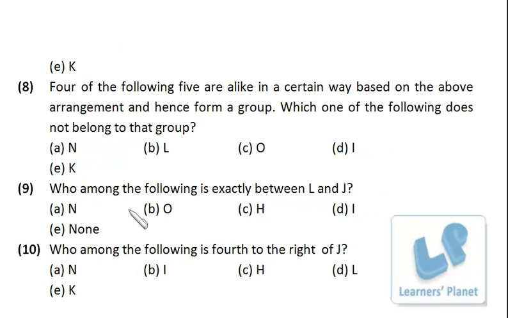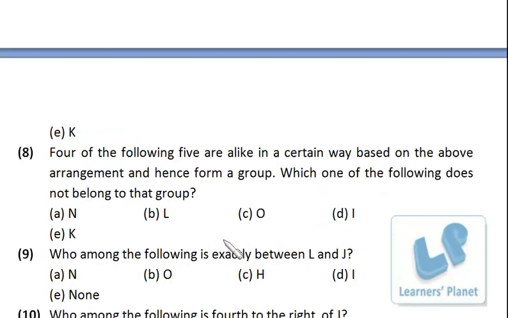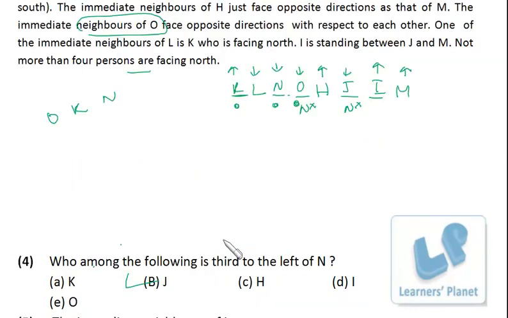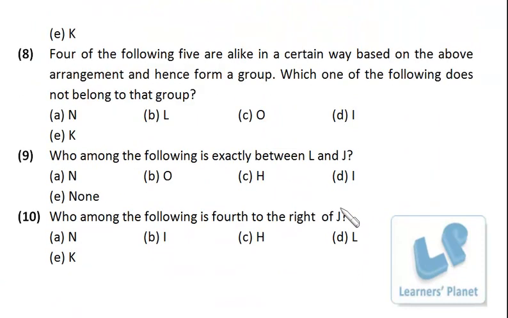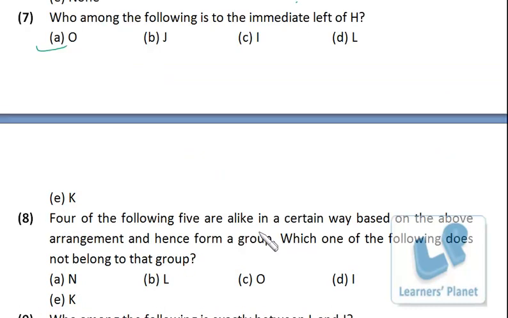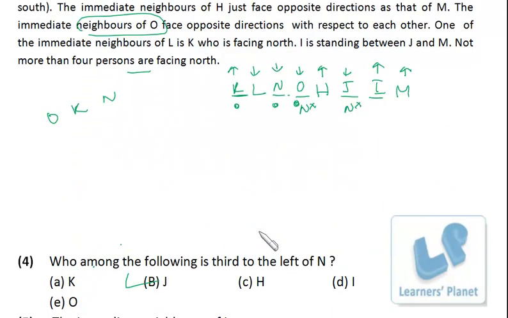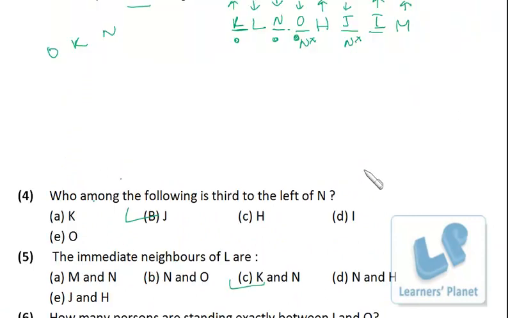Now, who among the following is exactly between L and J? L and J. L, J, exactly between is O. Right? Who among the following is fourth to the right of J? Fourth to the right of J. J is facing south direction, so right will be this side. 1, 2, 3, 4, that is L.